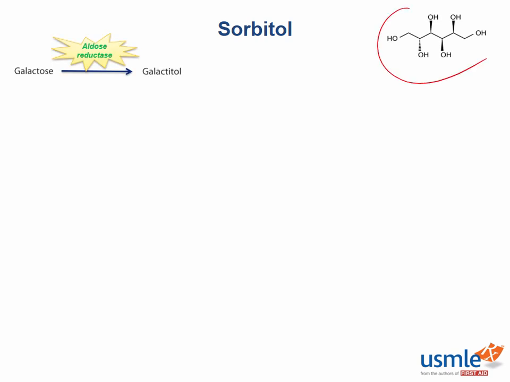So sorbitol, which is shown here, is basically a reduced alcohol form of glucose. Sorbitol is formed by the enzyme aldose reductase. This enzyme should sound familiar, as it's also the enzyme that converts galactose to galactitol.